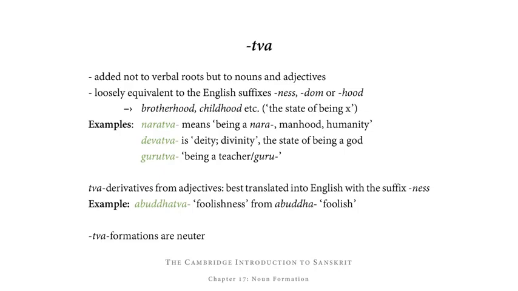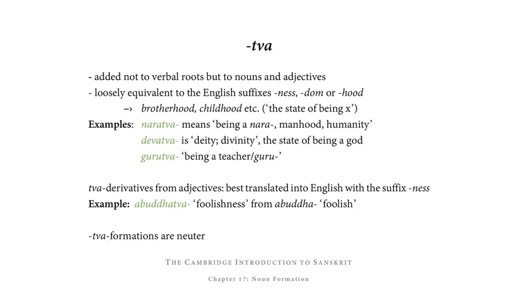The next suffix, twa, is not added to verbal roots, but it's added to nouns or adjectives, and in its meaning it is loosely equivalent to the English suffixes ness, dom, or hood in words such as brotherhood, childhood, and so on, so referring to the state of being brothers, the state of being children, and so on.